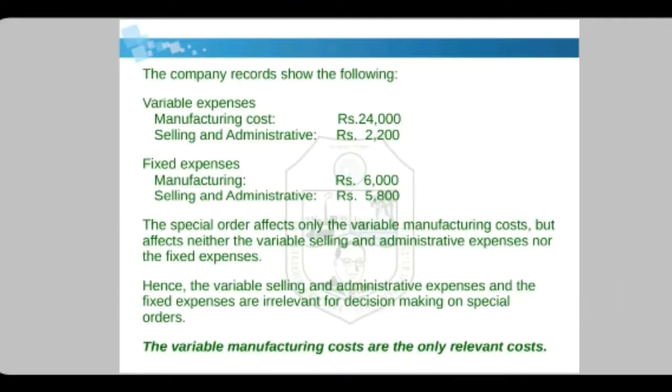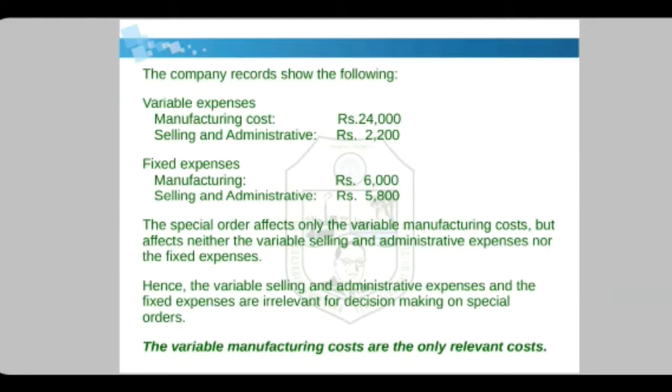So we know the meaning of variable expenses and the meaning of fixed expenses. So for variable expenses, the manufacturing cost is 24,000, and the selling and administrative cost is 2200. Now if you remember the third point, there are no selling and administrative costs when we accept that order. As for fixed expenses, the fixed expenses are the same, like they won't have to invest into any fixed expenses for manufacturing that product at 26 rupees per unit. The manufacturing cost is 6000, and the selling and administrative cost is 5800.